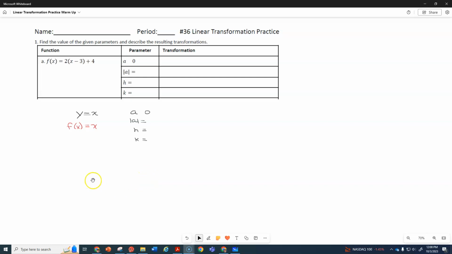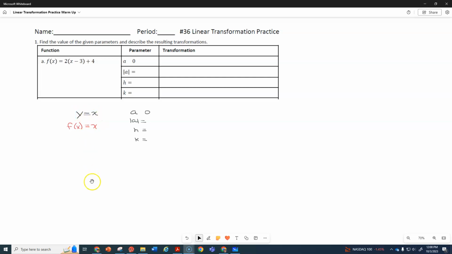So for today's warm-up, I will be working examples that will get you started and make sure you completely understand what's expected of you on your in-class practice today. So this is a screenshot of your practice. I'm going to start with the most basic example.